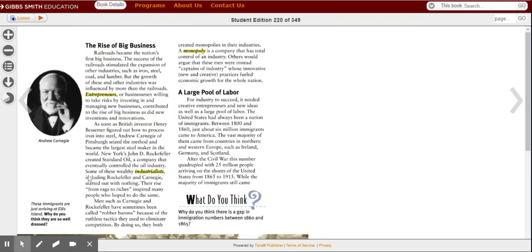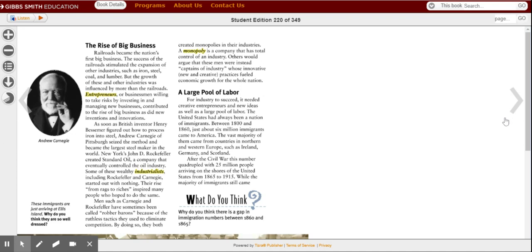Rise of big business. We've got Andrew Carnegie here. We've also got John D. Rockefeller. And these people are entrepreneurs or businessmen that were willing to take risks by investing in and managing a new business. All right. Then you've also got industrialists. Okay. A company that eventually controlled the oil industry. So some of these wealthy industrialists, including Rockefeller and Carnegie, started out with nothing. They went from rags to riches. And they inspired many people who hoped to do the same, kind of created that faux American dream. And faux means fake or phony.